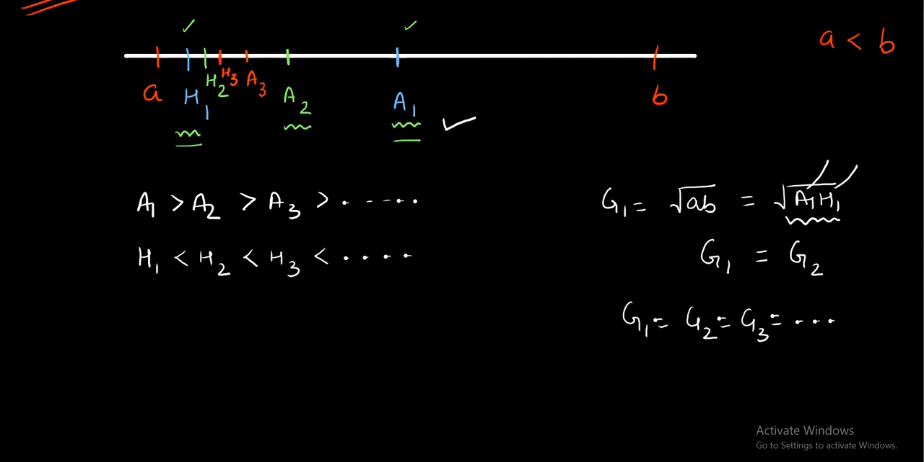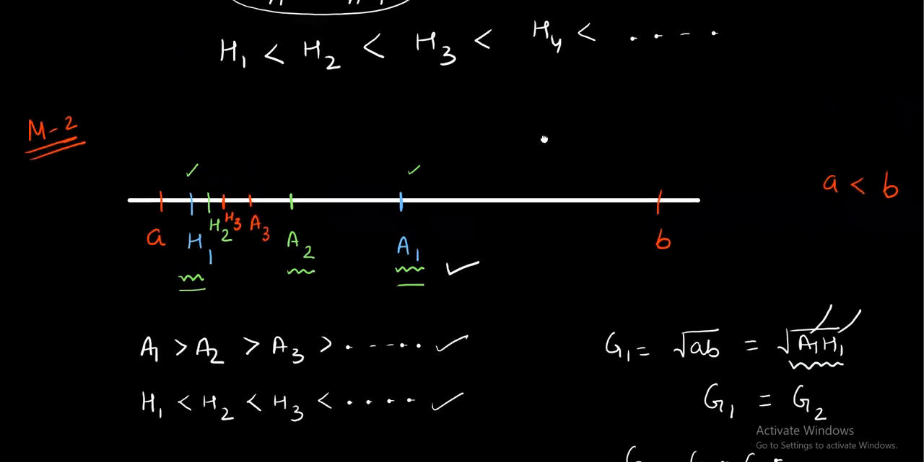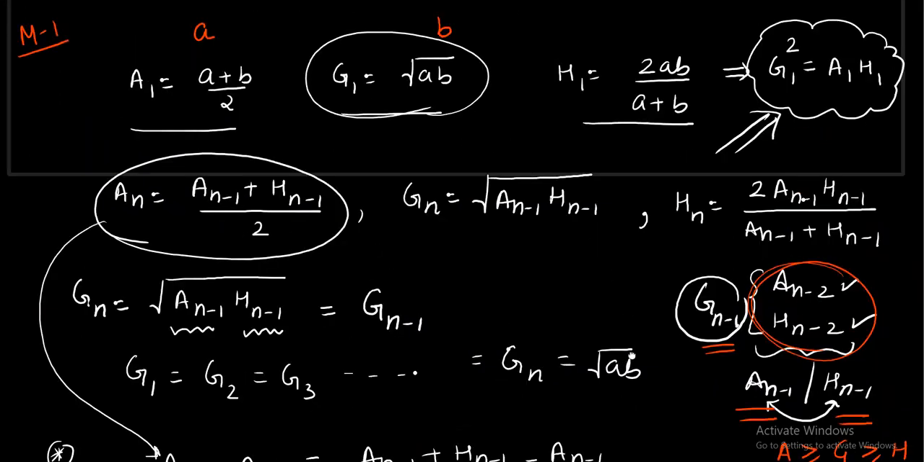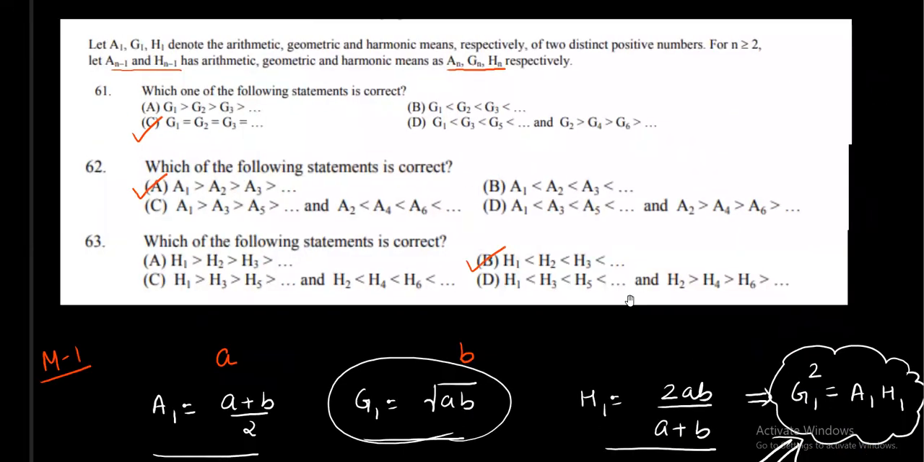So now all the geometric means are equal, and for the arithmetic mean and harmonic mean we have also calculated their ordered relation. So now we can go back and check the options. For the first part of the question, yes, we are getting option number C. For the second part of the question, yes, we are getting option number A. And for the last part of the question, the answer turns out to be option number B. Fine.